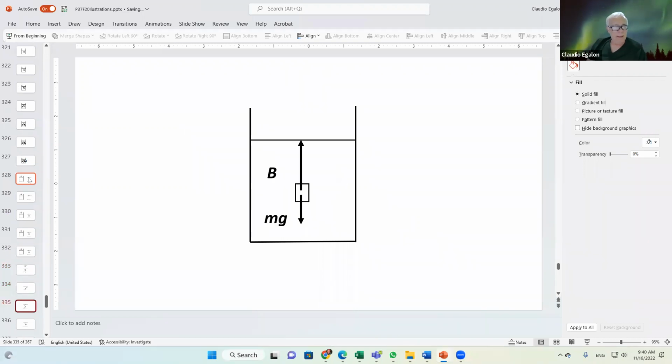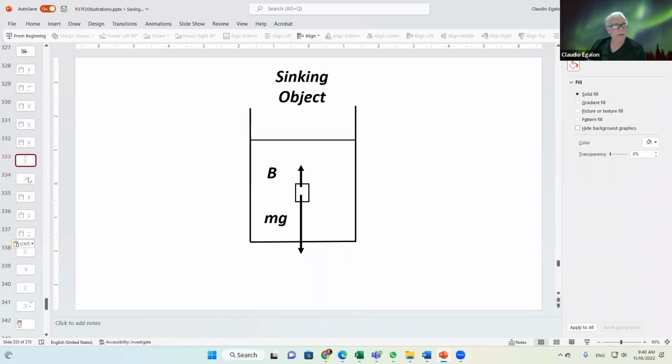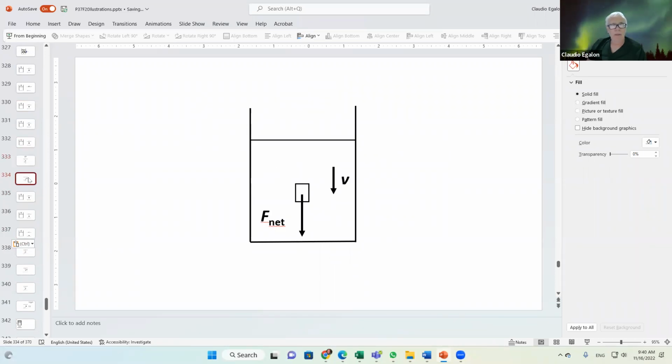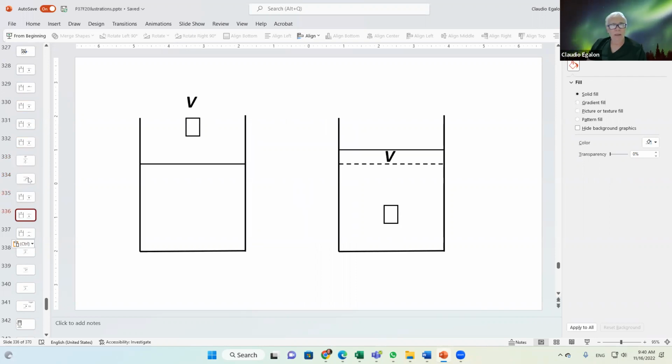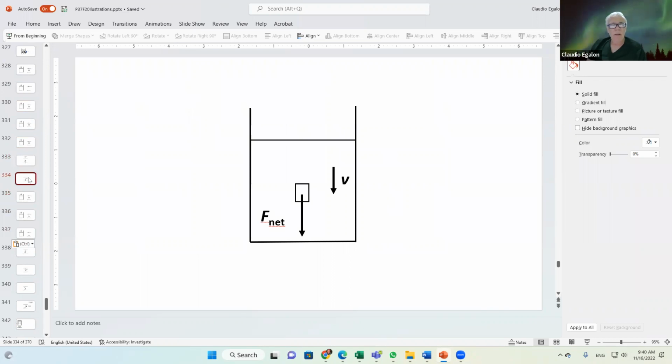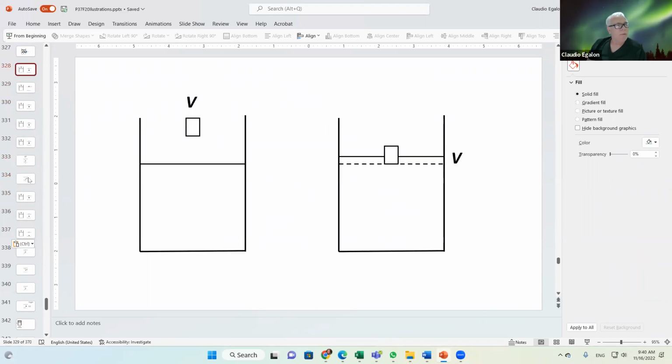Object sinks, right? Net force is equal to that. So the object is going to sink. Sinking object. Net force downwards. Object is going to move downwards. Okay. Now we can go for the next one. The next one is a floating object, right?